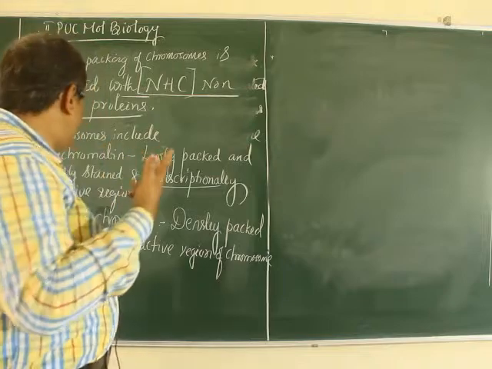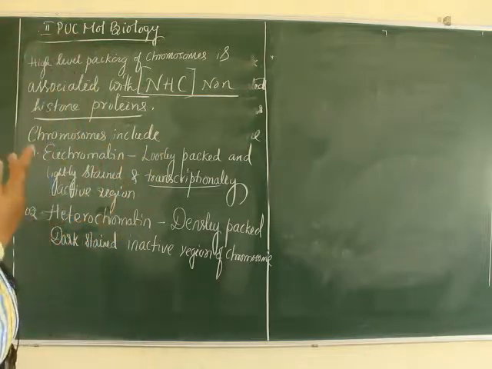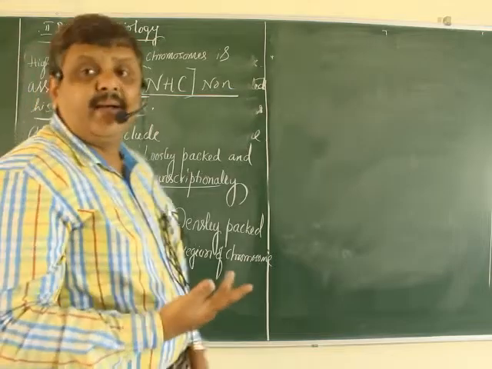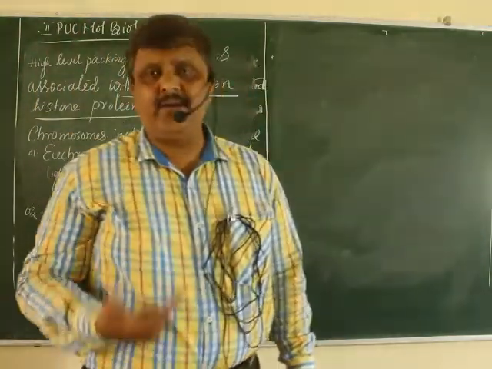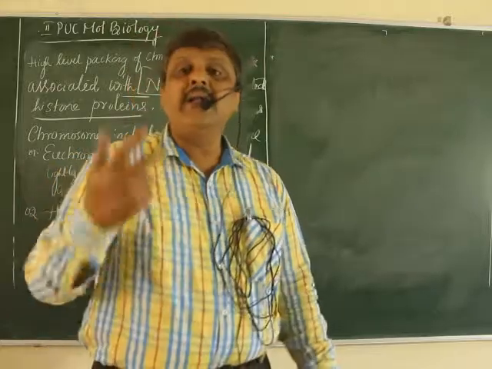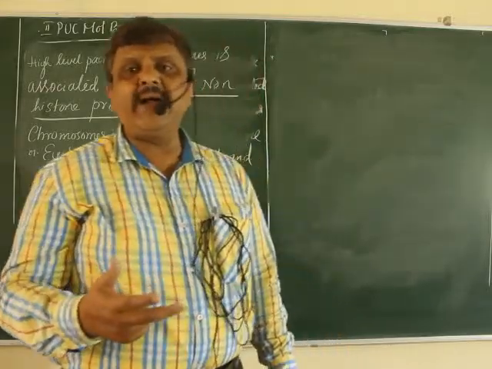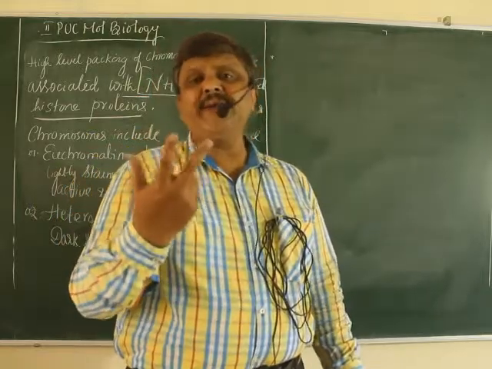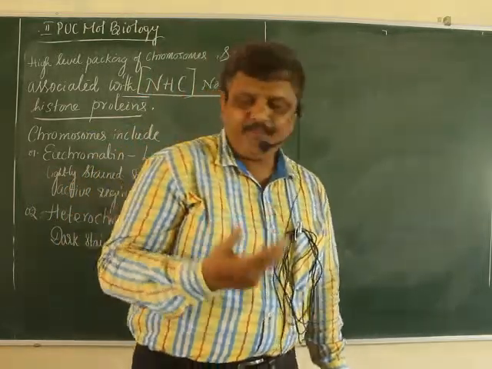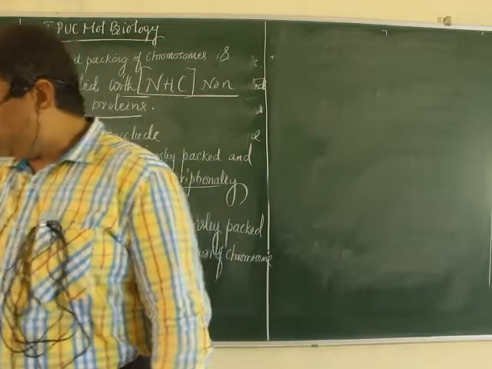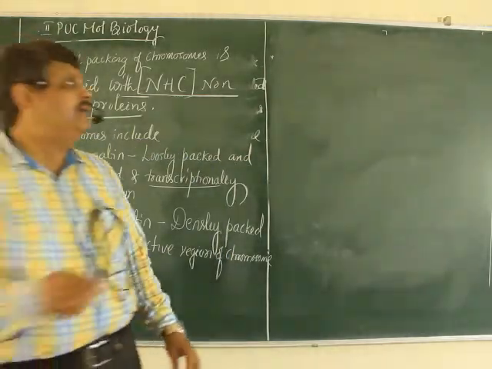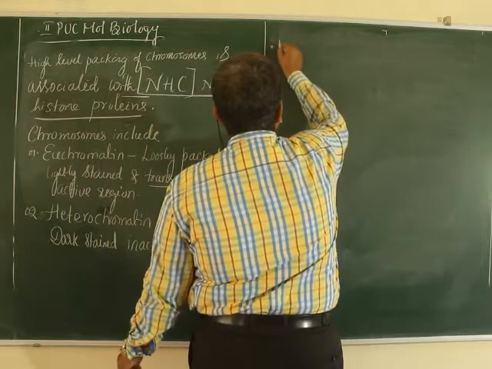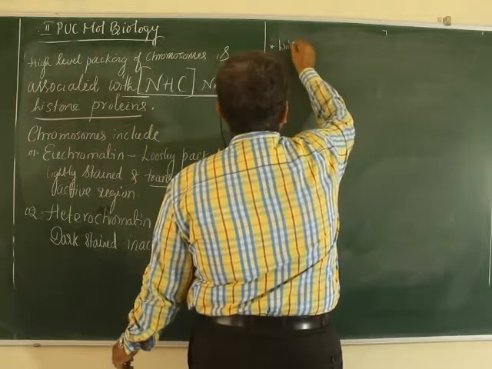And the third point is euchromatin is lightly stained. Under heterochromatin, you should write it is darkly stained. So there are 3 points. Definitely, they may ask this question, write the differences between euchromatin and heterochromatin. This is homework. You should write it in your notes.